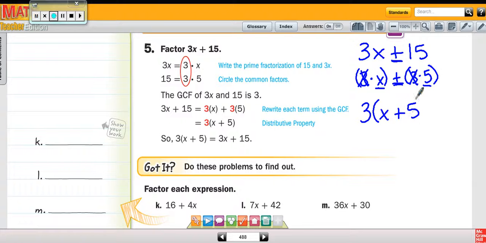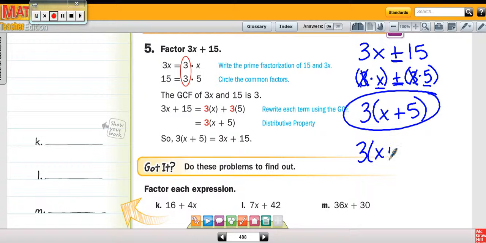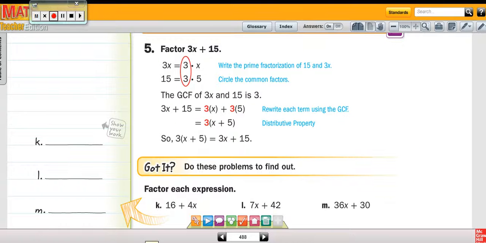Now, if I wanted to check my work, could I distribute it and see if I get back to what I started with? Yes. So let's do that. Let's check it. This would be your answer, okay? But let's redistribute. If I have 3 times the quantity x plus 5, what's 3 times x? 3x. What's 3 times 5? 15. So I get 3x plus 15. Is that what I started with? Yes. So that would tell me that my answer checks out. Okay, go ahead and with your group, I want you to try K, L, and M. Pause the video at this time.